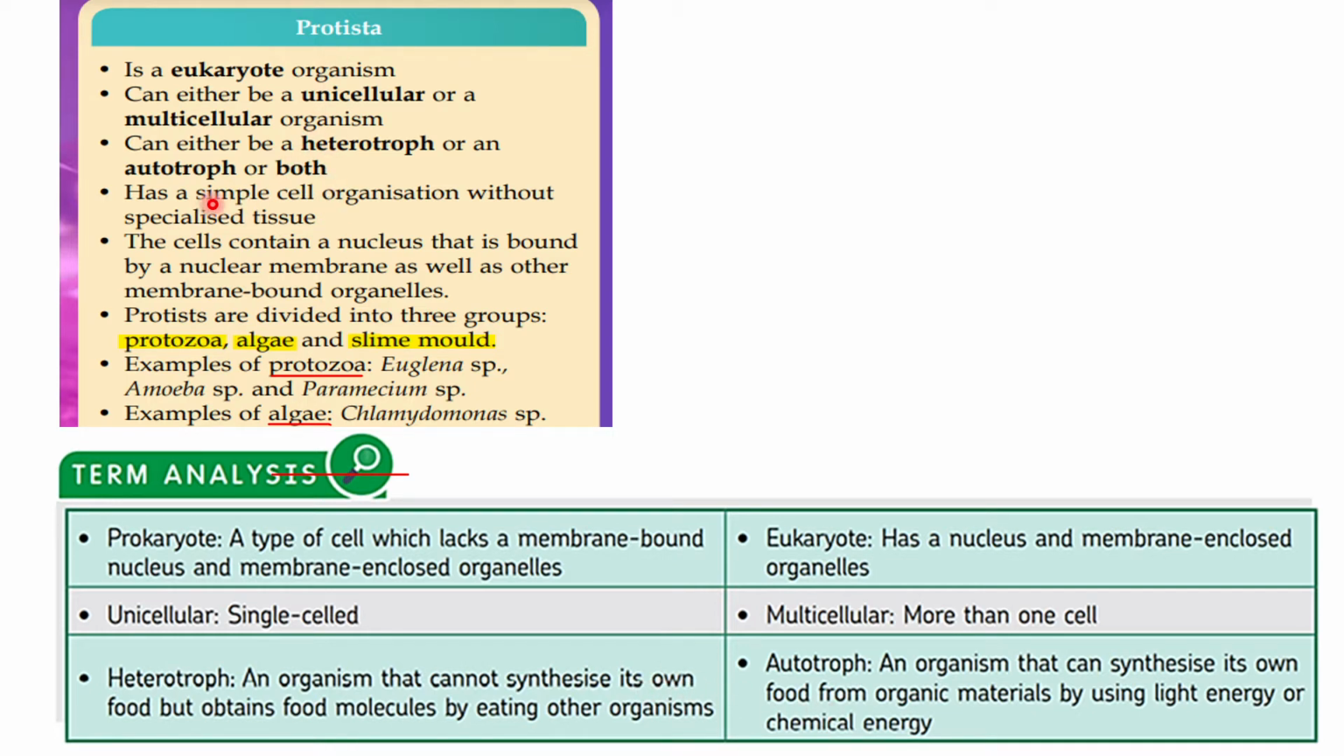Okay, Protista has a simple cell organization without specialized tissue, and the cells contain a nucleus that is bound by the nuclear membrane as well as other membrane-bound organelles. And that's why it is categorized under eukaryote. Alright, so protists are divided into three groups, namely the protozoa, the algae, and also the slime mold.